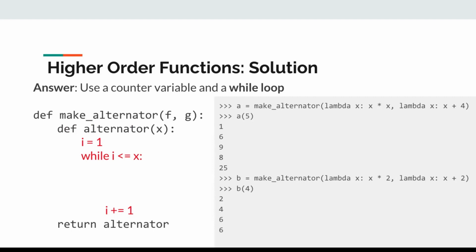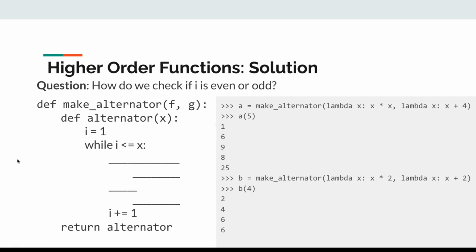And then at the very bottom, we need to increment i so that every time we're going through this looping process, i is increasing by 1. So this will get us through 1 all the way up until we get x. Perfect. Our next question is, how do we check if i is even or odd?